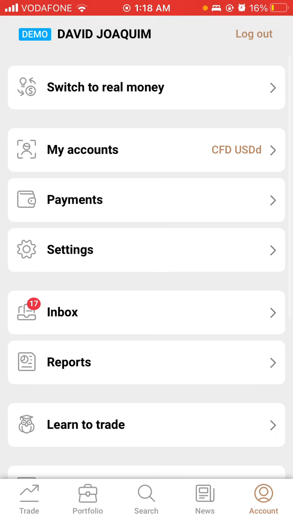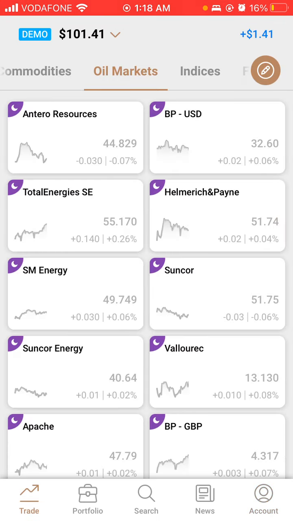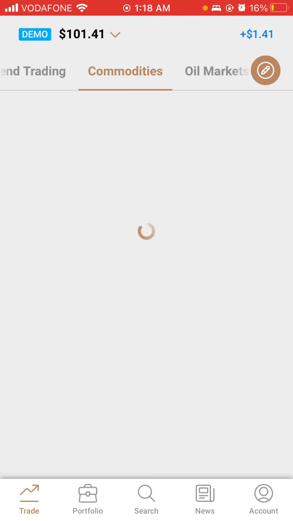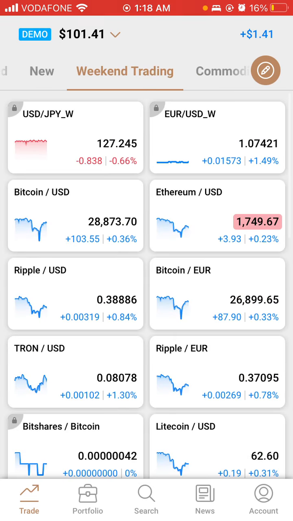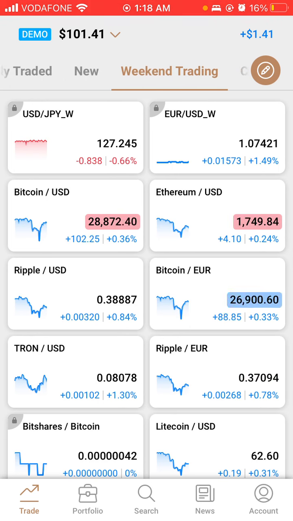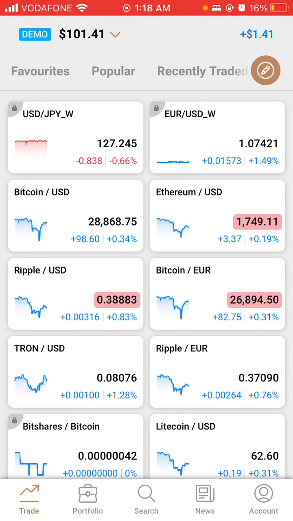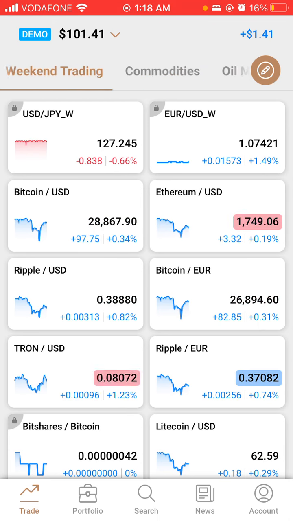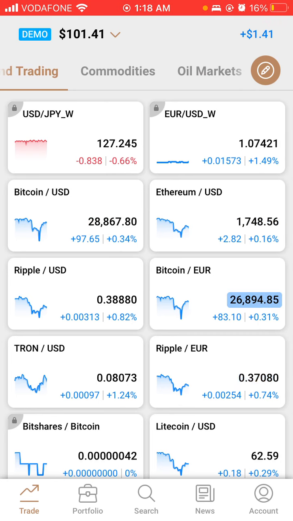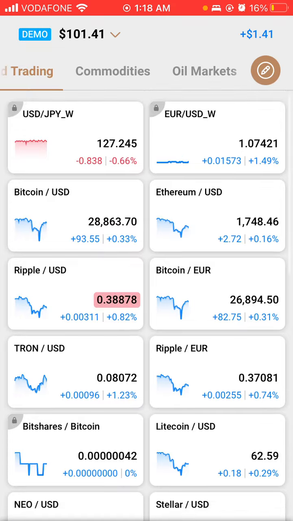First of all, we have the trade, and in this trade we have all the types of markets that are available for you to trade. One thing I love is that they rank the markets according to favorites, popular, recently traded, new, and weekend trade. Weekend trading are markets that don't open during the weekdays. For example, Bitcoin and the crypto markets are under weekend trading, and some other markets that you might not even have heard about. There are just so many.